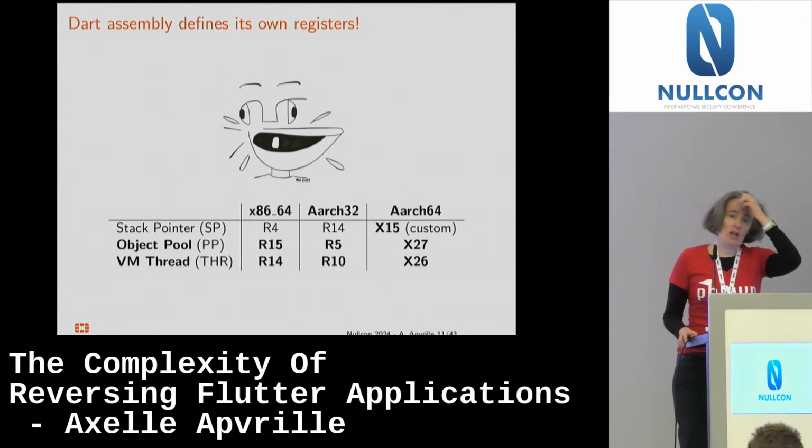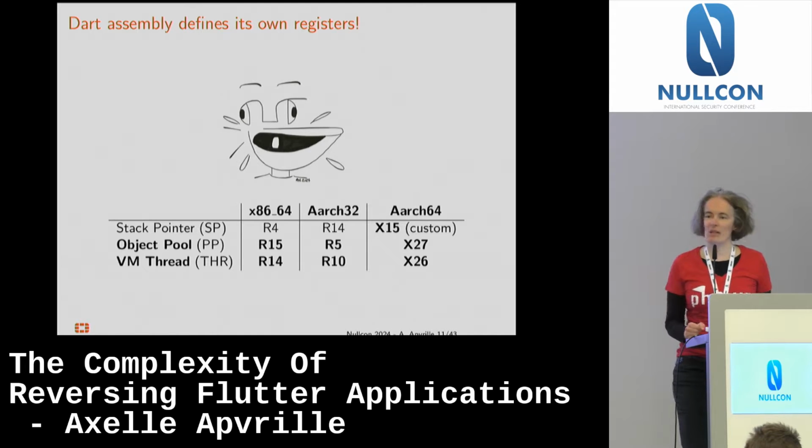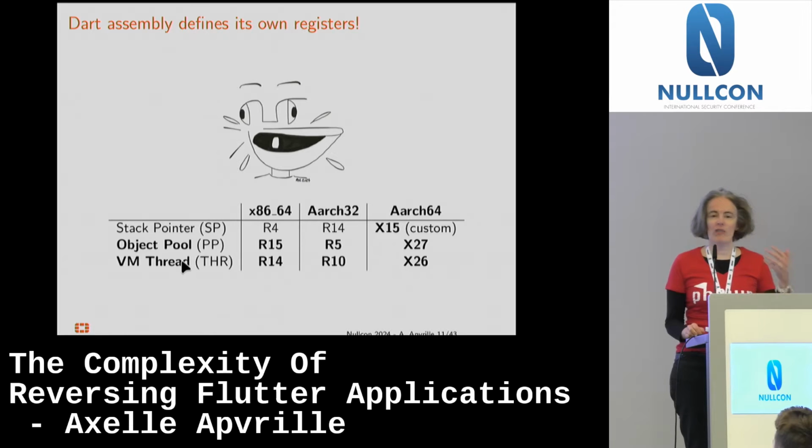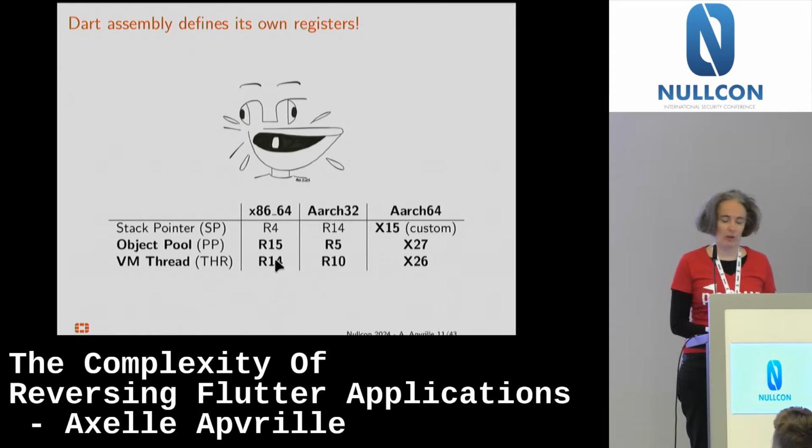So, a few concepts about the way Dart is assembled before we get into a little bit of practice, don't worry. One of the key issues is that Dart is using specific registers. It's using specific registers for something that is called the object pool, which we'll get into just after. And for the Dart VM thread, you've got a specific register, for instance R14 on x86. On some platforms it also defines its own stack pointer. So this is really important.